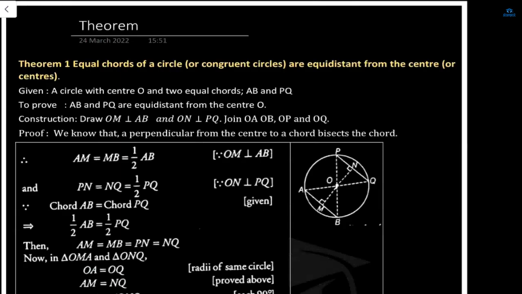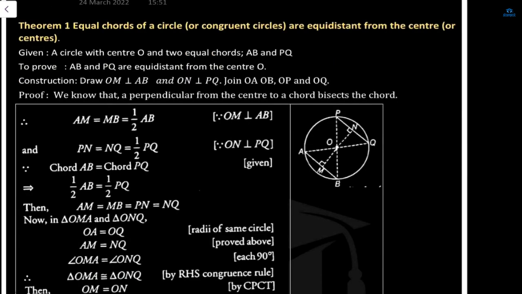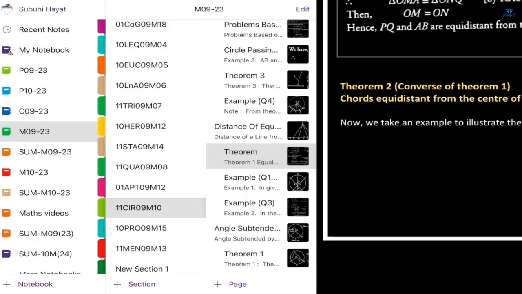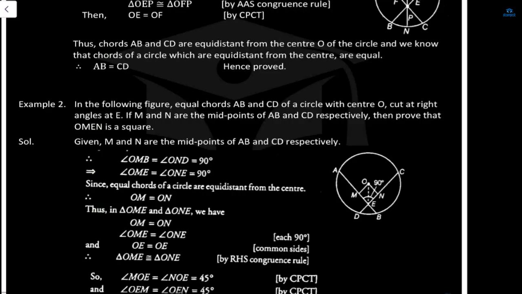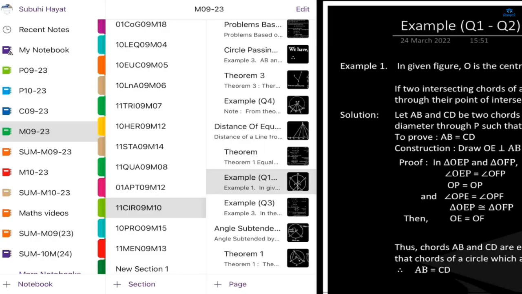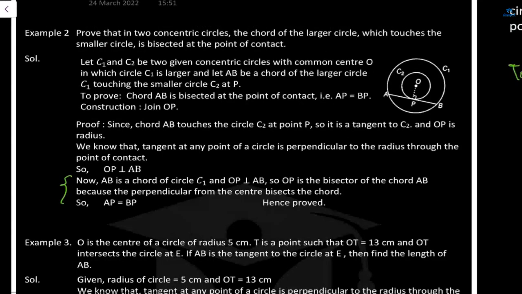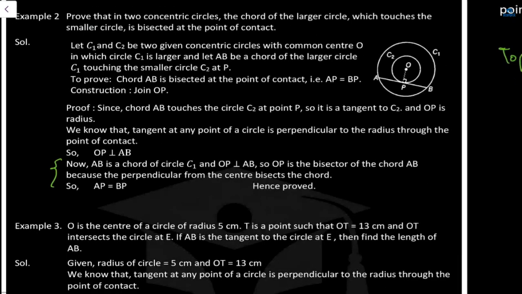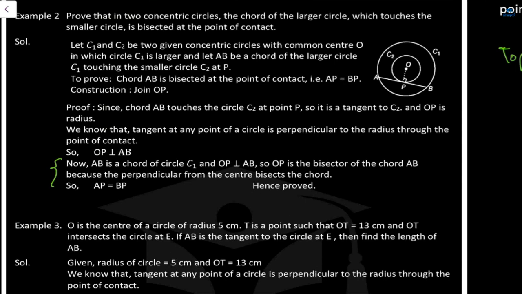Theorem C: equal chords of a circle are equidistant from the center. Then there was this theorem also: the perpendicular from the center will bisect the chord. If you want, you can take a screenshot or copy it. Only the main statement was there, and you already know that AB is the tangent.